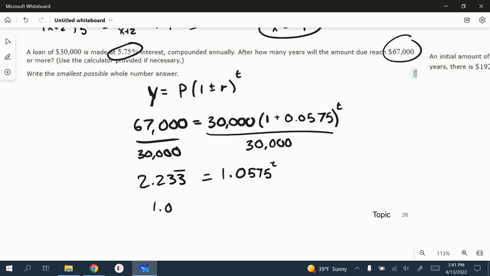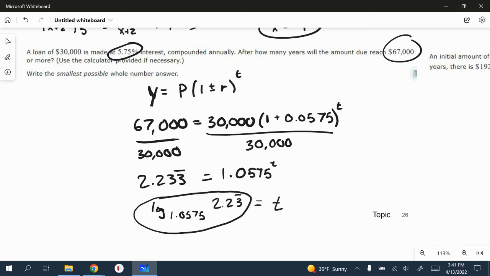So 1.0575, I guess that would be my base. I'm going to write it a little bit smaller. So log base 1.0575 of 2.23 repeating equals t. And if you type this into your calculator, you should get your final answer, which came out for me to be 13.08 rounded to the nearest hundredth.